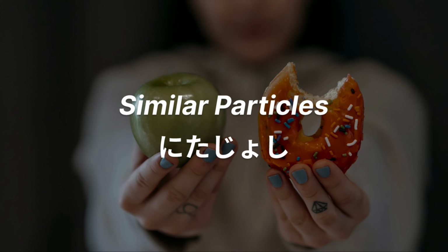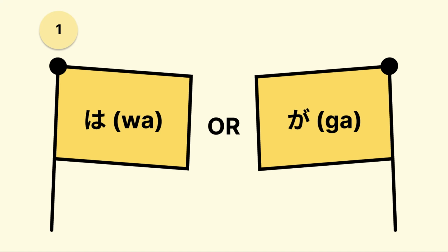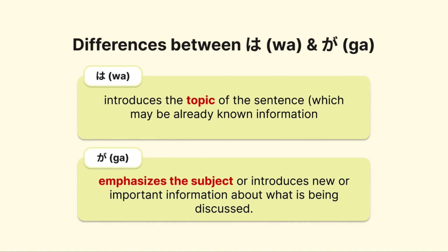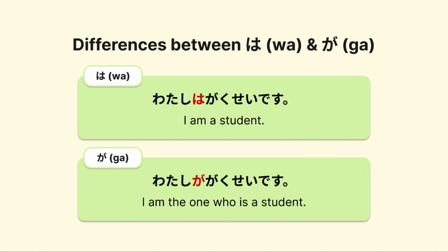Similar particles. 似た助詞。Number 1. は or が。So here is the difference between は and が。While は introduces the topic of the sentence, which may be already known information, が emphasizes the subject or introduces new or important information about what is being discussed. Here's the example. We have 私は学生です, as "I am a student," and also 私が学生です, as "I am the one who is a student."